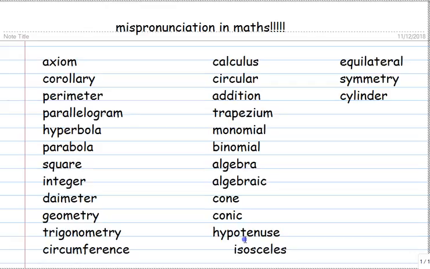Fine. This one over here is pronounced as hypotenuse. It ends with a z. Hypotenuse. Okay, this one is pronounced as isosceles. The stress is on sos. Isosceles triangle.